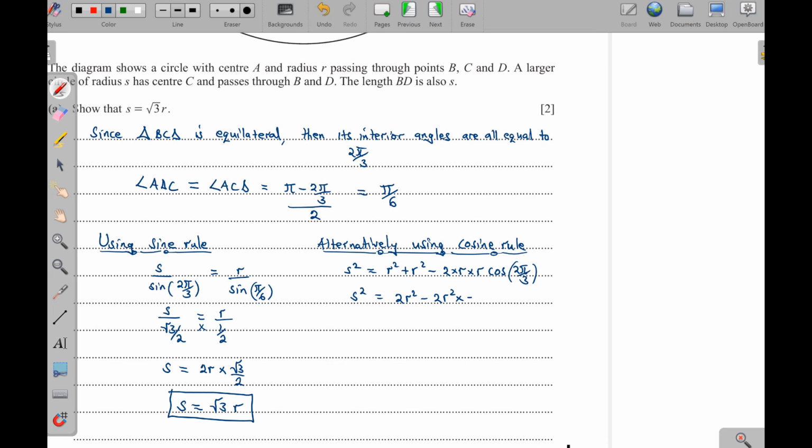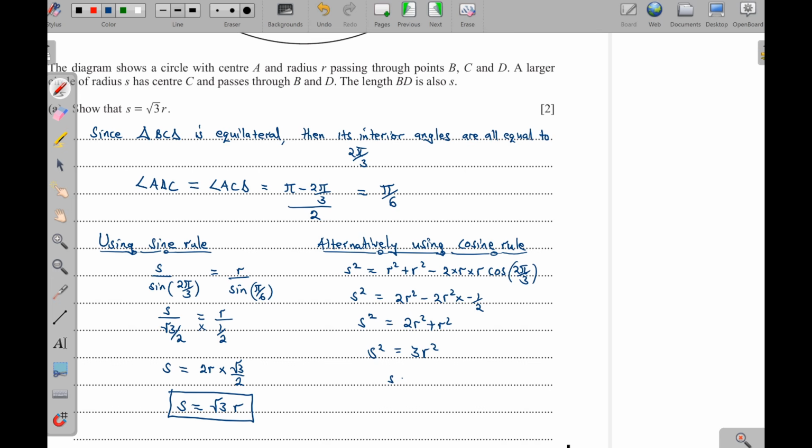Cosine of 120 is negative cosine of 60, which is negative a half. You can press this in the calculator, no problem. So my s squared here will be equal to 2r squared, then plus, this one will cancel with that, and then you will get r squared. So therefore s squared will be equal to 3r squared.